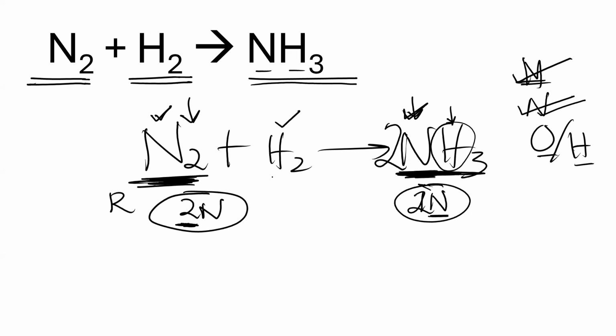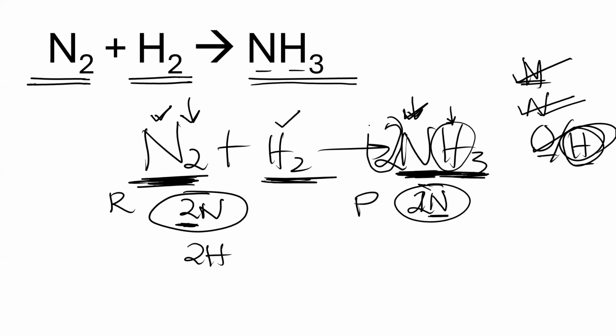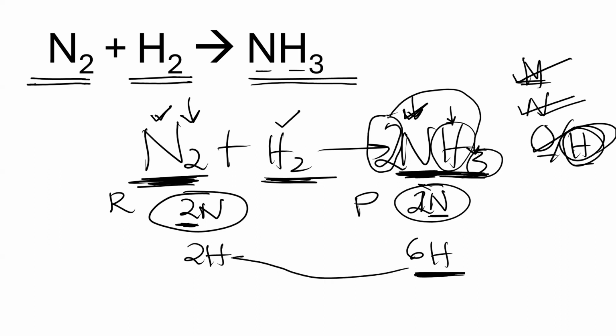This time we'll balance the hydrogen atoms. We don't have any oxygen atoms, so we'll skip that. Here we have two hydrogen atoms on the reactant side, and on the product side we have 2 as the coefficient with 3 as a subscript. So that's 2 times 3, and you'll have 6 hydrogen atoms. In this case, the hydrogen on the product side is much greater than the hydrogen on the reactant side.